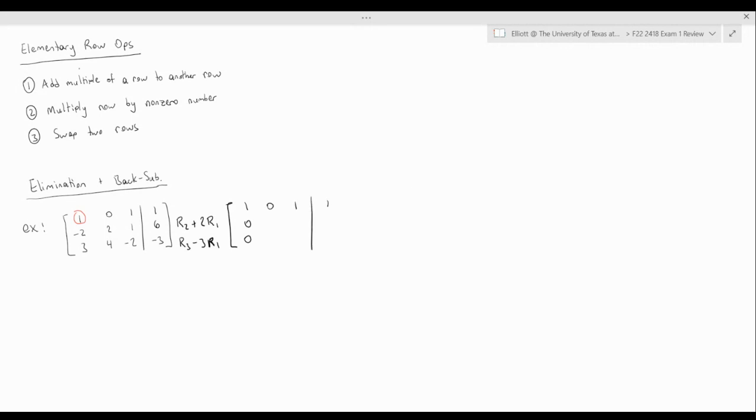And then we have to work out what the rest of the new system of equations is going to be. So if we continue performing the rest of the row operations, row 2 plus 2 row 1, this is going to be 2. This is 1 plus 2 is 3. 6 plus 2 is 8. Here we're going to get 4 minus 0 is 4. -2 minus 3 is -5. And then -3 minus 3 is -6.